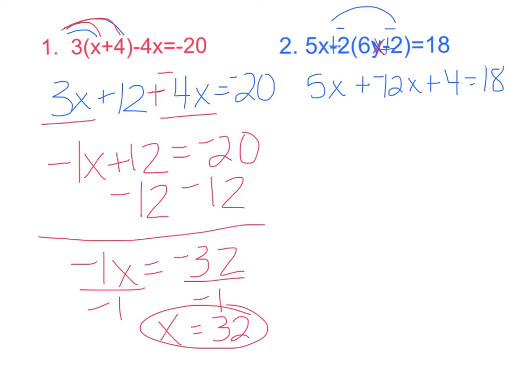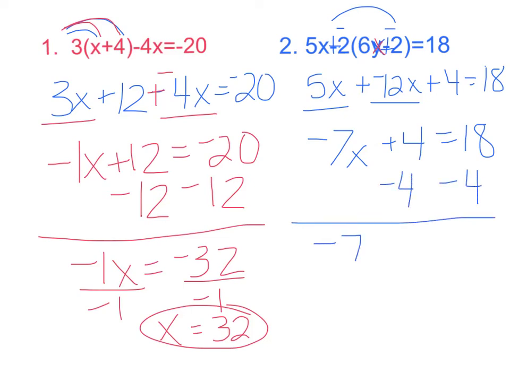All right, so we distributed. Now we're going to combine our like terms. So 5x plus a negative 12x should give you negative 7x. 5 minus 12 is 7. Plus 4 equals 18. Subtract the 4. Negative 7x equals 14. Divide by negative 7. x equals negative 2.